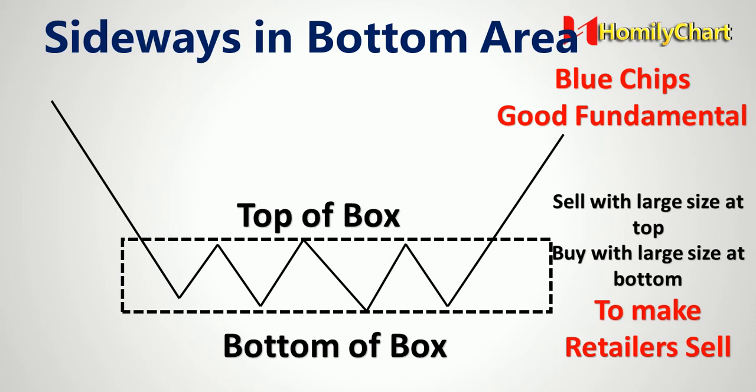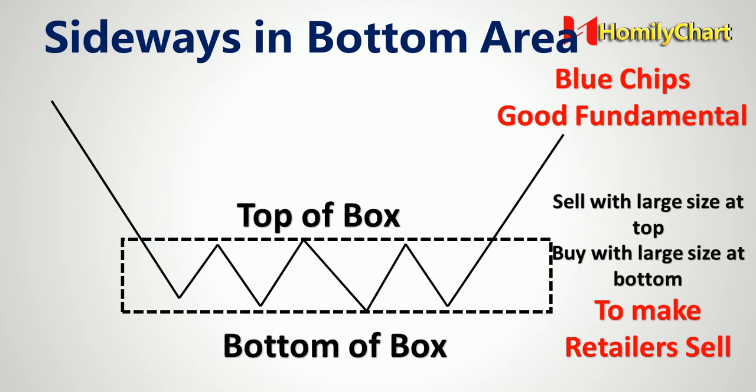Sideways in the bottom area. Firstly, maybe you see some stocks decline, then go sideways. What is sideways? Maybe the low point is lower but the high point is higher, or the low point is higher and the high point is lower. So this is the sideways area. Like a box, the top of the box is the resistance, and the bottom of the box is the support, okay? So if you see the price fall below the bottom of the box, what does that mean? It hits a new low. Can you buy or not? You cannot buy, because the price will decline again, okay?